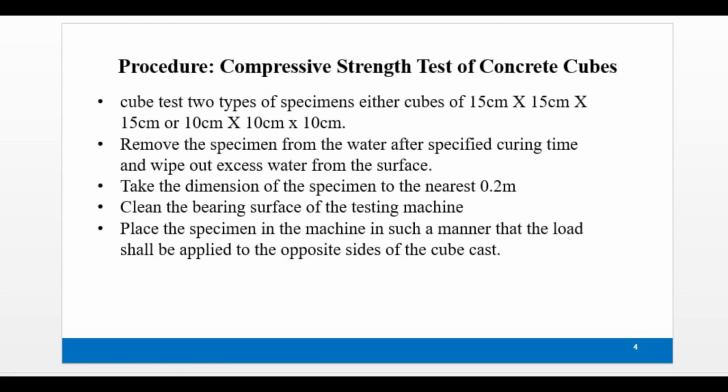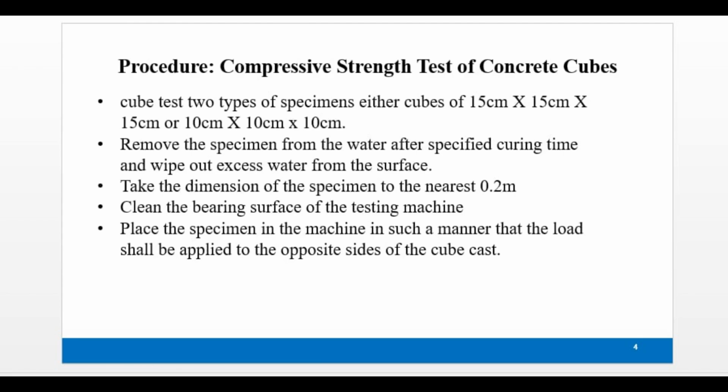Procedure. For a cube test, there are two types of specimens: either cubes of 15 cm x 15 cm x 15 cm or 10 cm x 10 cm x 10 cm, depending upon the size of aggregate used. For most works, cubical molds of size 15 cm x 15 cm x 15 cm are commonly used. The concrete is poured in a mold first and then appropriately tamped so as not to have any voids. After 24 hours, the molds are removed and the test specimens are put in water for curing.